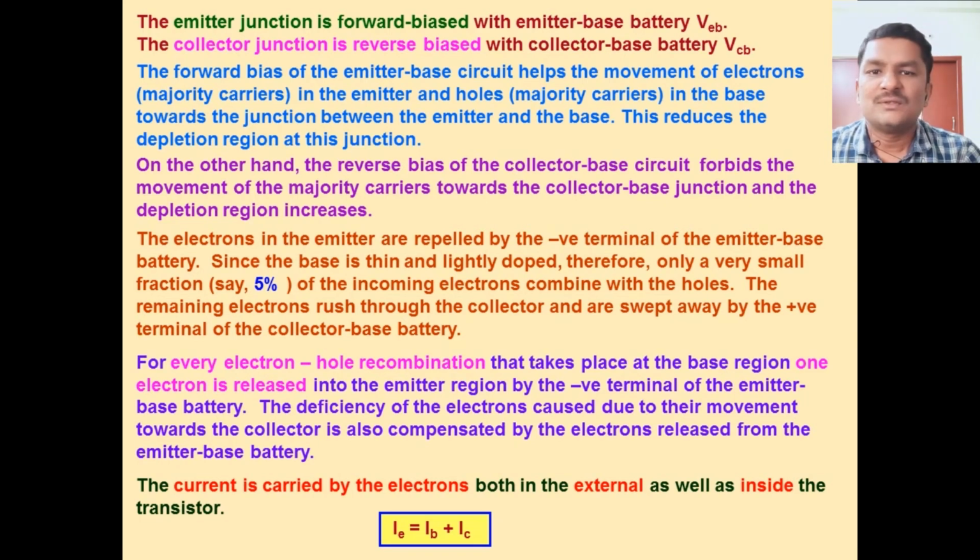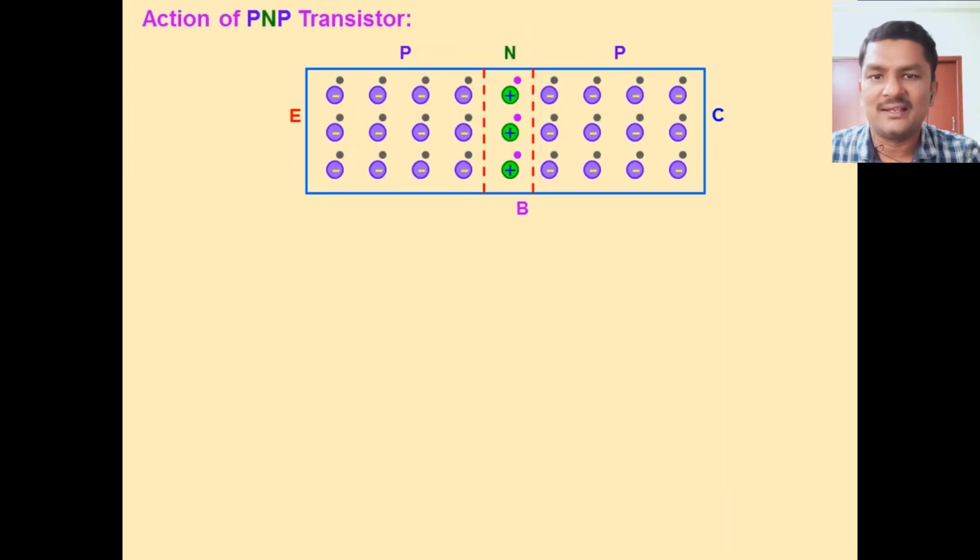In the case of an NPN transistor, a large number of electrons rush through the collector region and are swept by the positive terminal of the collector-base battery. So IE equals IB plus IC. Note down that in a transistor, IE equals IB plus IC, and in most numericals you use this relation: emitter current equals base current plus collector current.